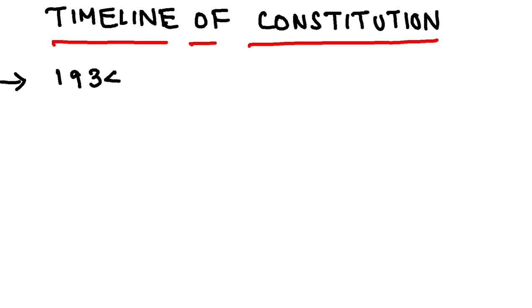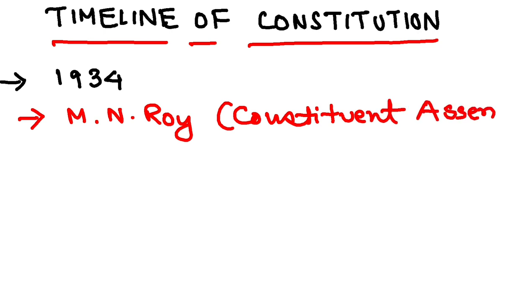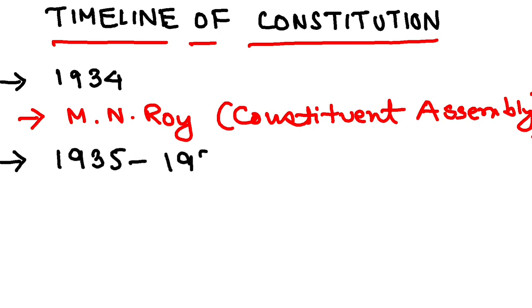Now, what happened in 1934? In 1934, a very popular communist leader, M.N. Roy, gave the idea of forming the Constituent Assembly. Now, what is a Constituent Assembly? A Constituent Assembly is an assembly or group of people who will be entrusted with the responsibility of forming the Constitution of India.